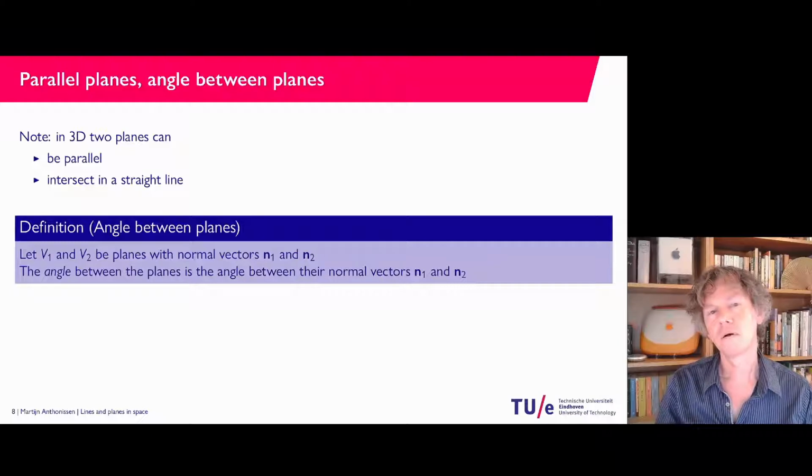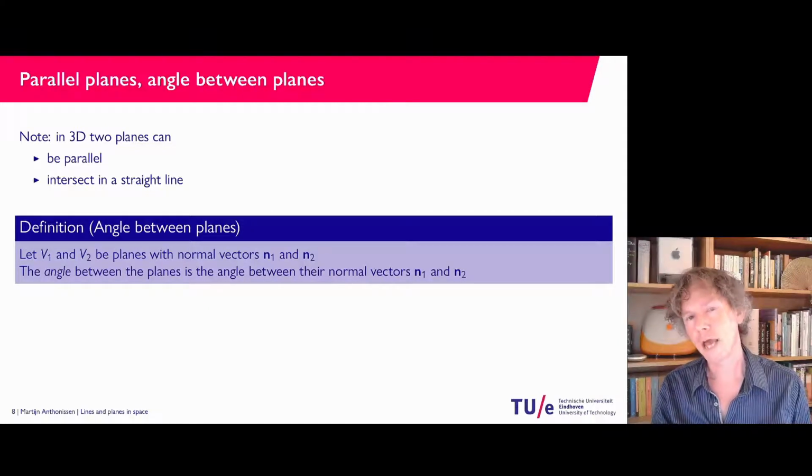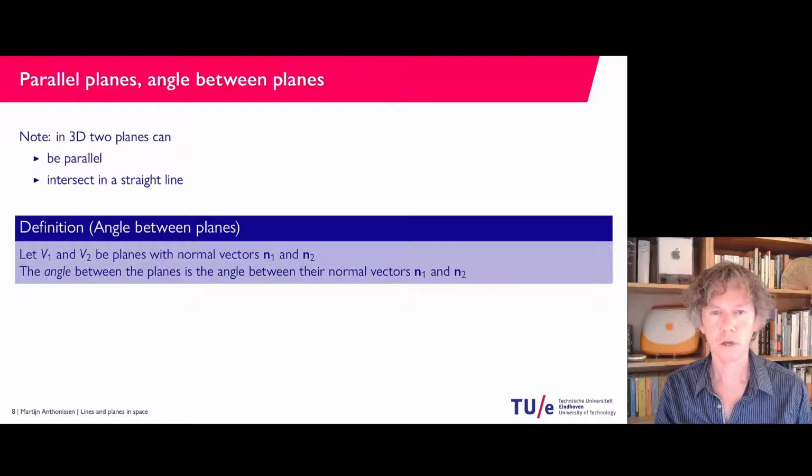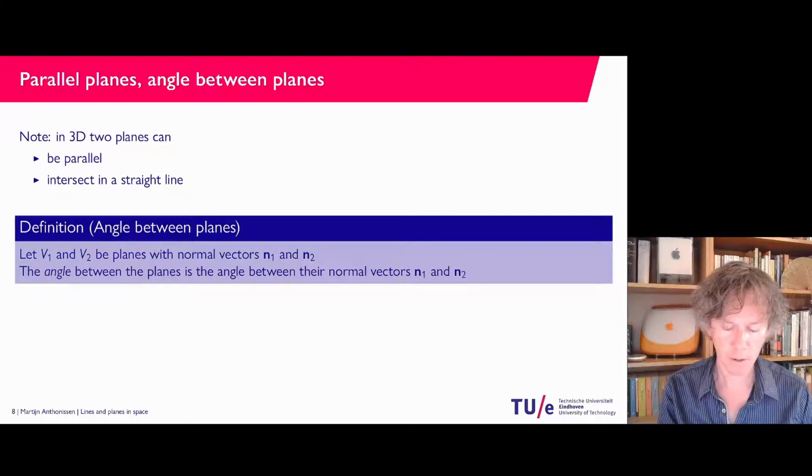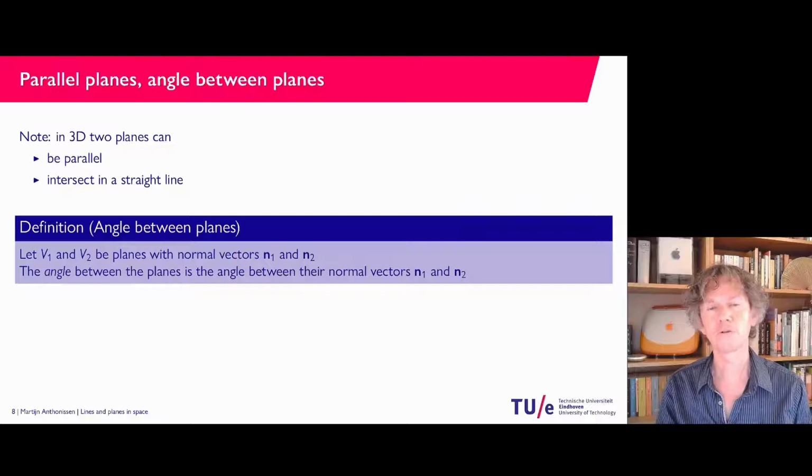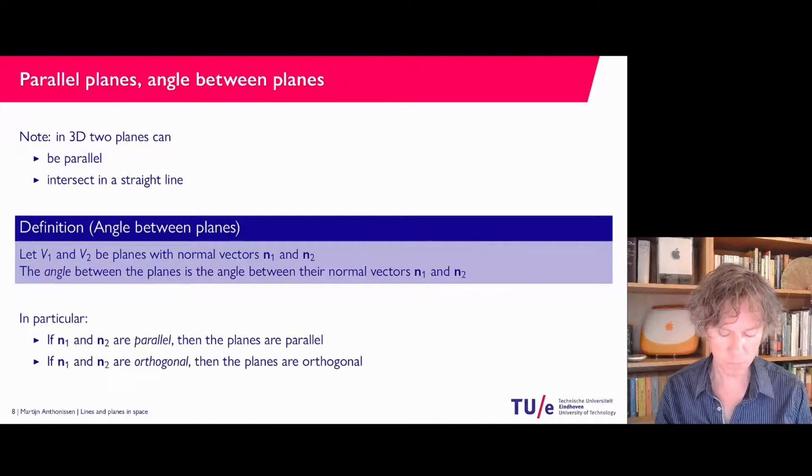Now, for lines, we could talk about the angle between them if they intersect, and then we use the direction vector of the line. For planes, we have normal vectors, and the angle between two planes is the angle between the normal vectors, and we know what that is because these are vectors, and we know already a lot about vectors. So in particular, if the normal vectors are parallel, then the planes are parallel, and if the normal vectors are orthogonal, make a 90-degree angle, then the planes are also called orthogonal.